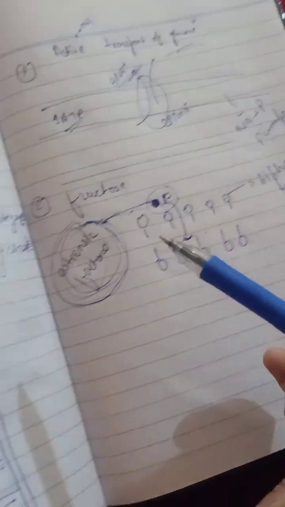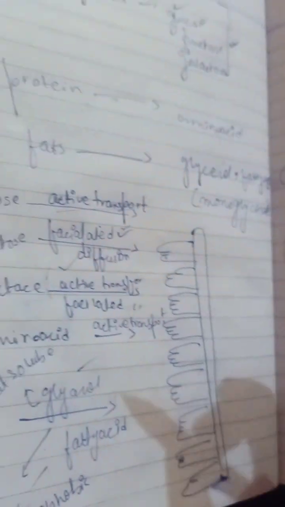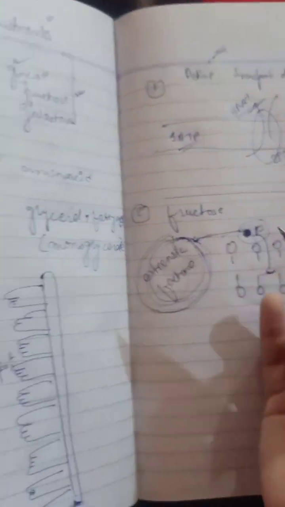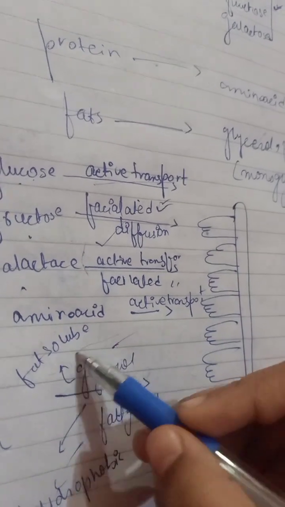Now if we talk about galactose, it is the same as this one, active transport, so there is no need to explain. After that, amino acids are also absorbed by active transport.